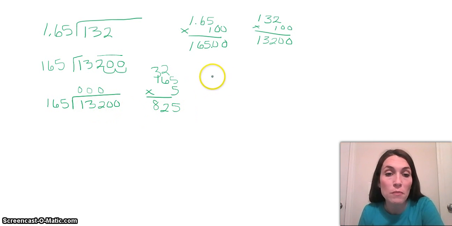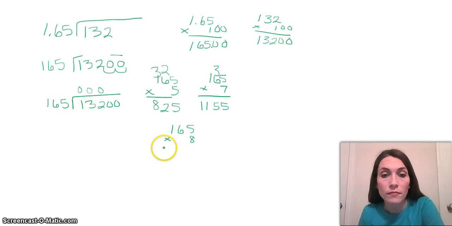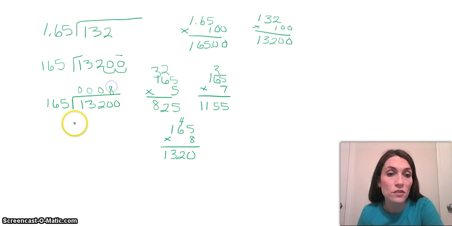So then sometimes I go ahead and I might move up a couple more numbers. I'll do 165 times 7. That got me closer. So let's try 165 times 8. And that's what I want. 165 times 8 gives me 1,320. Now I subtract and bring down my 0.